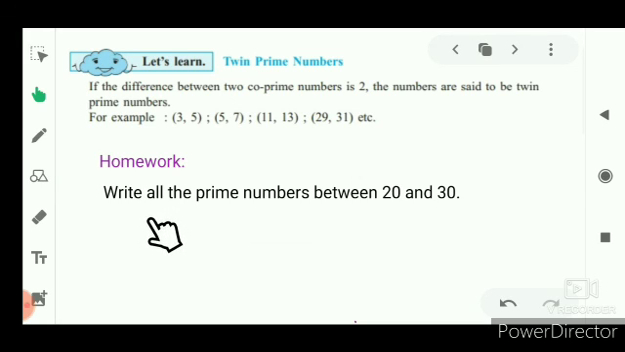It is homework for you to write all the prime numbers between 20 and 30. You have to write all the prime numbers between 20 and 30. Okay, and you also have to mark out which are the prime numbers and which are the composite numbers between 20 and 30.